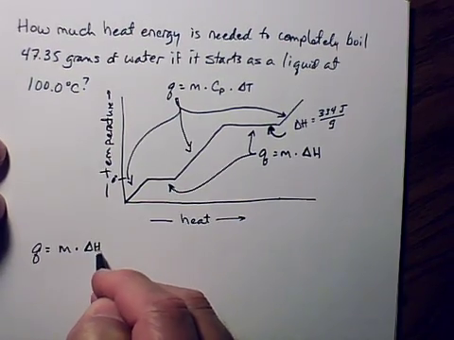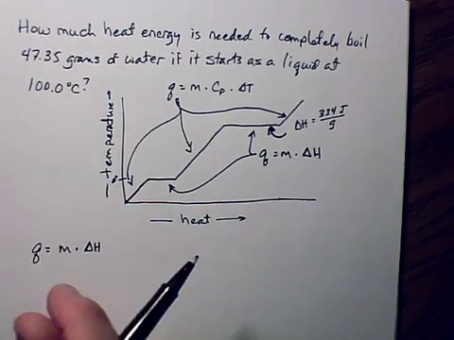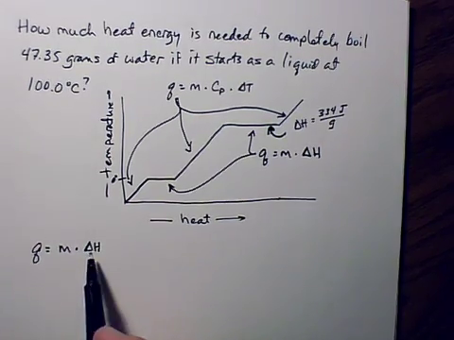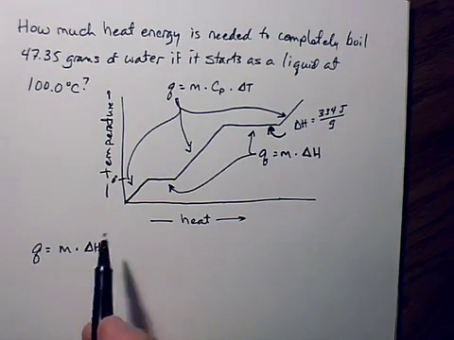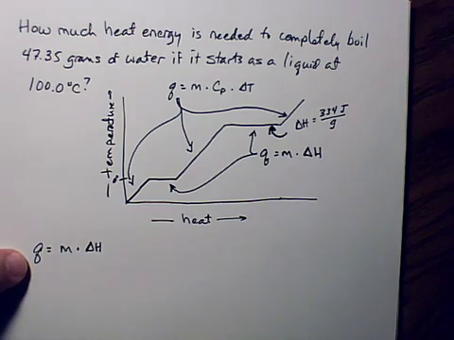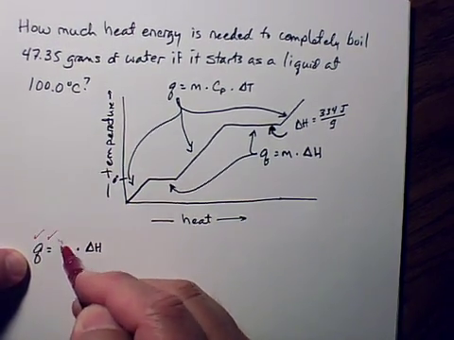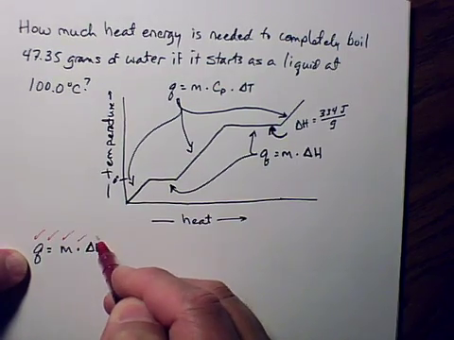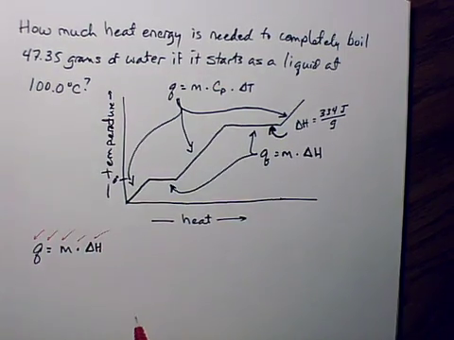Now, just a word of warning here. If you fail to write down the correct equation, I'll count off points for that. If I were giving you a test on this, it might be worth 5 points just for writing the equation. A point for Q, a point for equals, a point for mass, a point for times, and a point for the change in enthalpy.